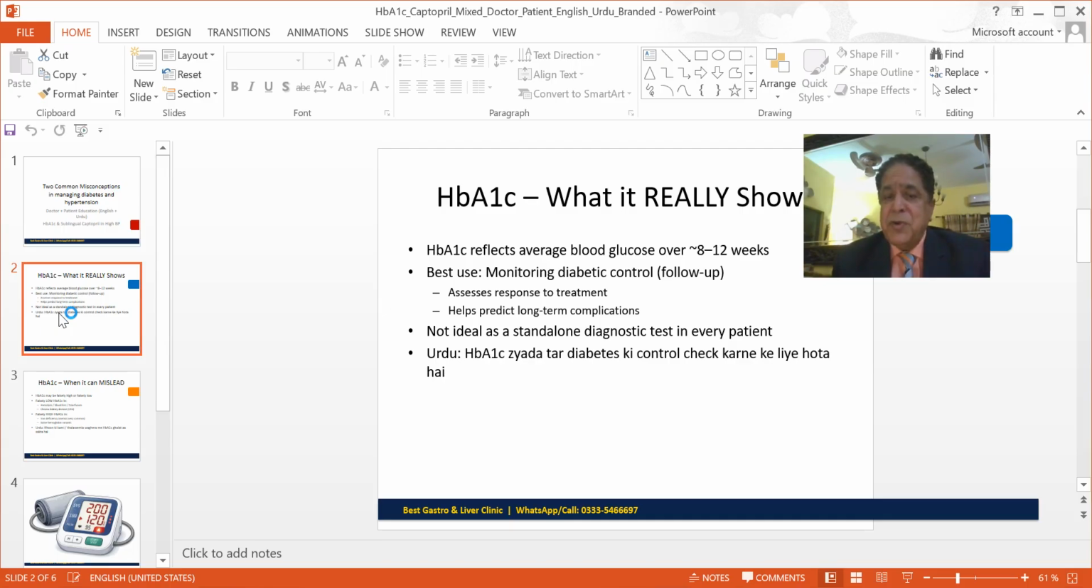But it's not ideal as a standalone diagnostic test in every patient. Particularly, we should not diagnose diabetes in a non-diabetic patient as such. Rather, we should restrict this test only for the follow up.